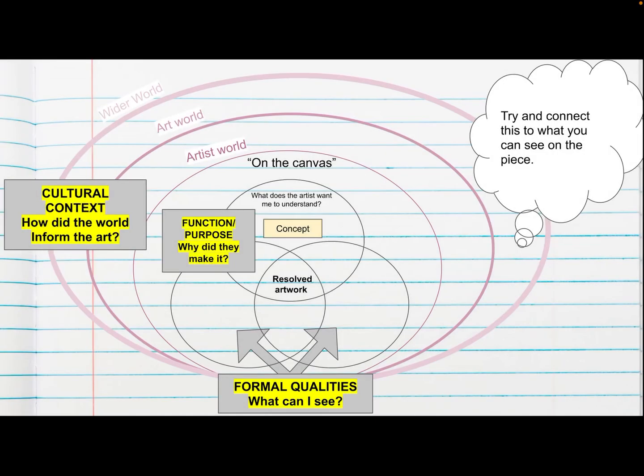Your job is to try and connect these together to see what we can see in the piece. How did the world inform the art? Why did they make it? What do they want me to understand? And what can I see? So the wider world informs the art world informs the artist world, which informs what we see on the canvas and informs the composition and the technique.